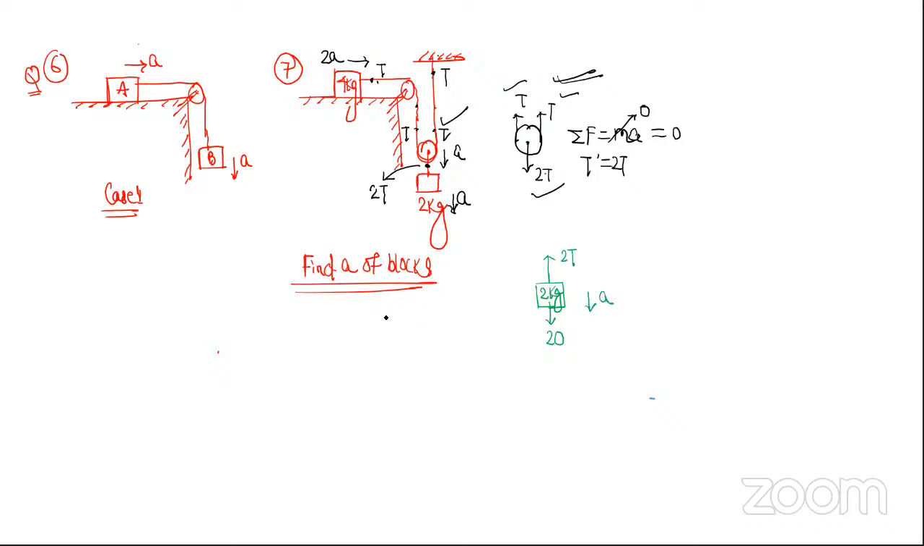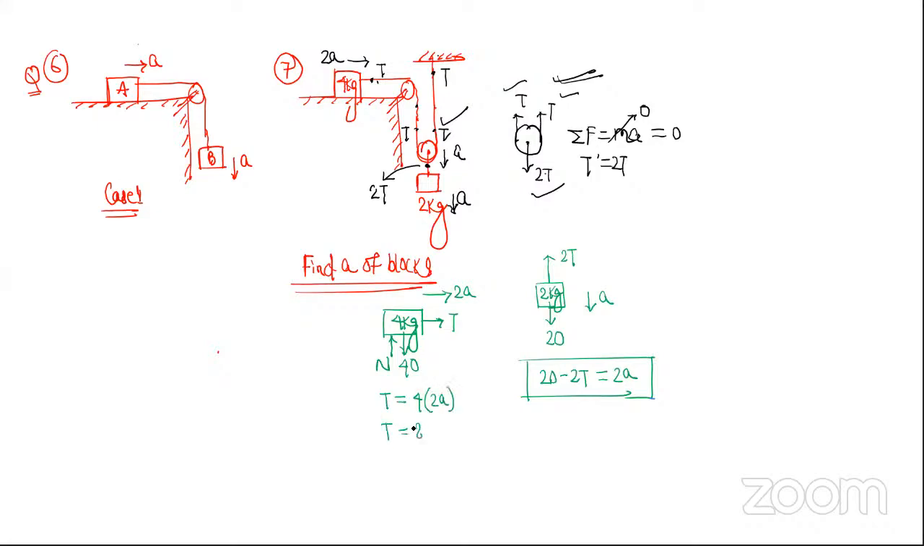Okay. Now this is a 4 kg block. This side is tension. This side gravitational force and normal reaction are acting, but we are not interested in that. This is moving in this direction with 2A. Achha, now for this 2 kg block, the equation will be 20 minus 2T equal to m into A. For this 4 kg block, the equation in the horizontal direction will be T equal to m into A, 4 into 2A. So T equal to 8A. This will be the equation.